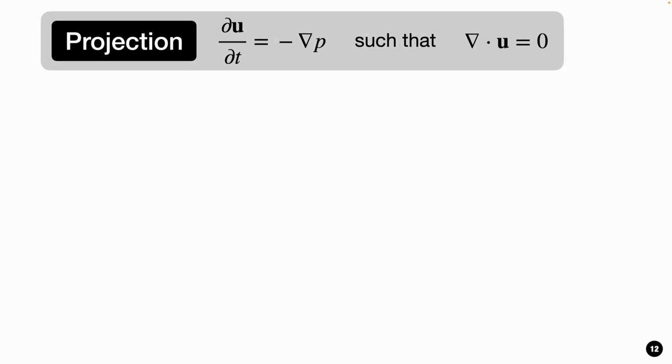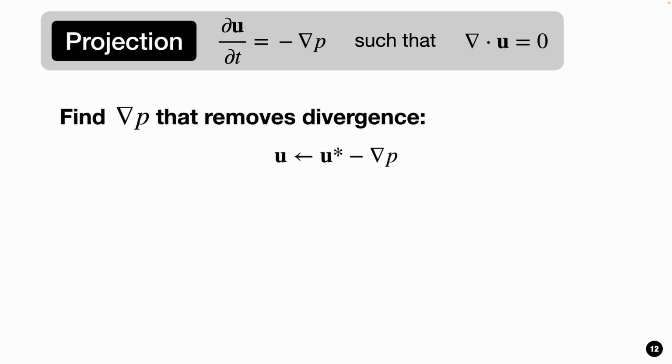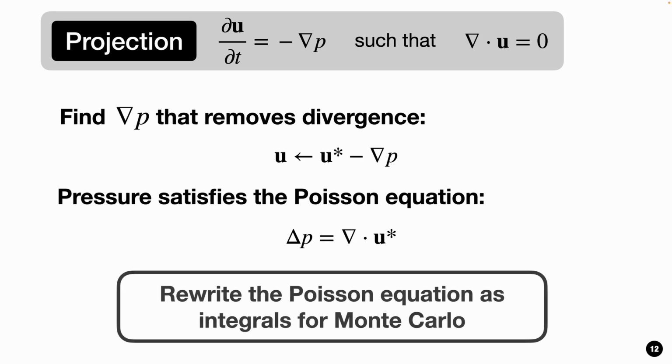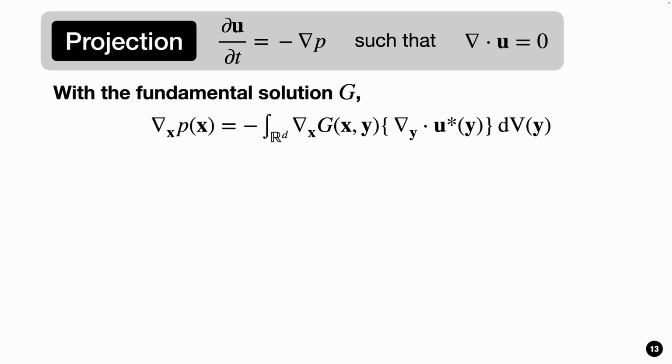The task here is to find the pressure gradient that removes the divergence in the input velocity field u star. It is equivalent to saying that the pressure must satisfy the Poisson equation given here. We try to convert this Poisson equation into integrals so we can use Monte Carlo integration techniques. Assuming there are no solid boundaries, with a fundamental solution of the Poisson equation g, we can express the pressure gradient as an integral over the infinite space.